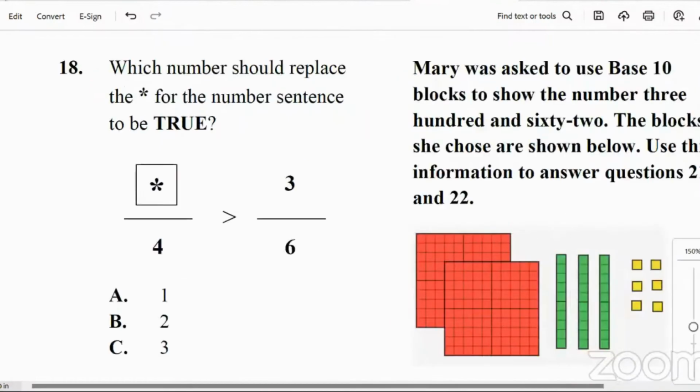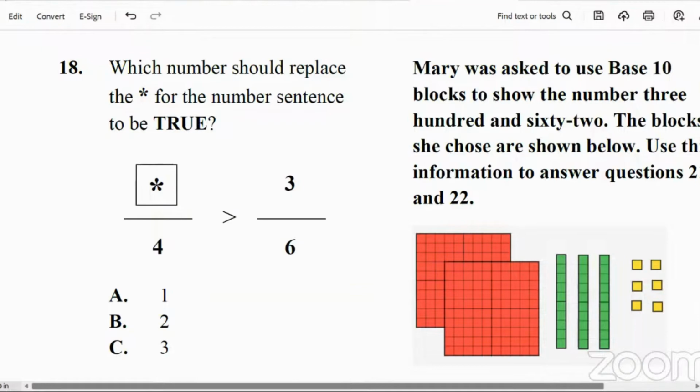Again, we have to be working from side to side with these. All right, so question 18 says, which number should replace the asterisk or the symbol there for the number sentence to be true? So what number should we put over 4 to make it greater than 3/6? What number goes over the 4 to make that fraction greater than 3/6?